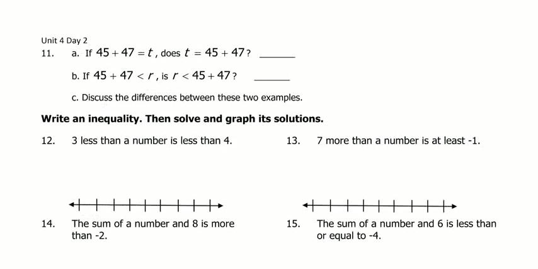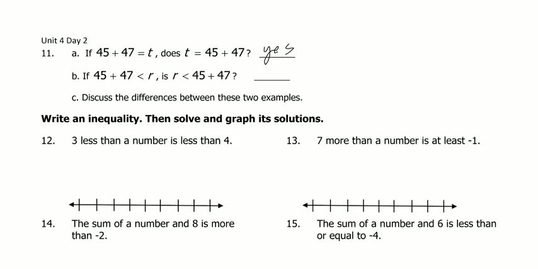Alright, y'all. Final stretch here. So, number 11 says, if 45 plus 47 equals t, does t equal 45 plus 47? This should be a little bit of a refresher. This is what's called the commutative property, if you remember correctly. We swapped places, right? The stuff over here on the left went to the right side of the equal sign, and yes, that is a true statement.